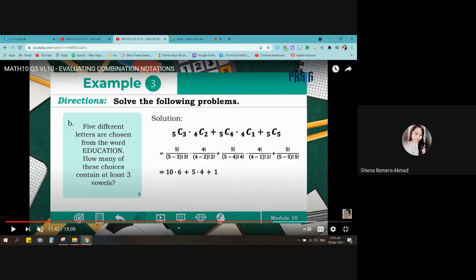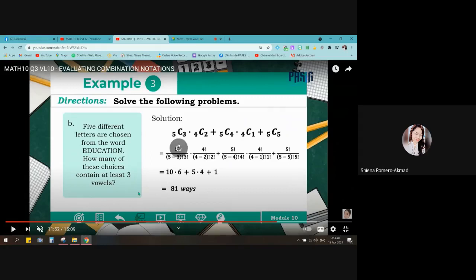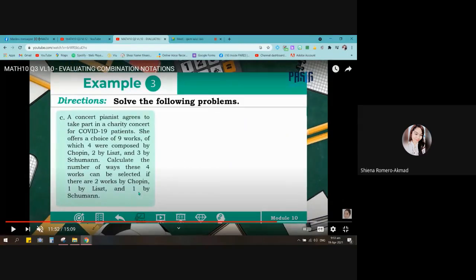So we have 81 ways. How about in letter C? A concert pianist agrees to take part in a charity concert for COVID-19 patients. She offers a choice of 9 works, of which 4 were composed by Chopin, 2 by Liszt, and 3 by Schumann. Calculate the number of ways these 4 works can be selected if there are 2 works by Chopin, 1 by Liszt, and 1 by Schumann.